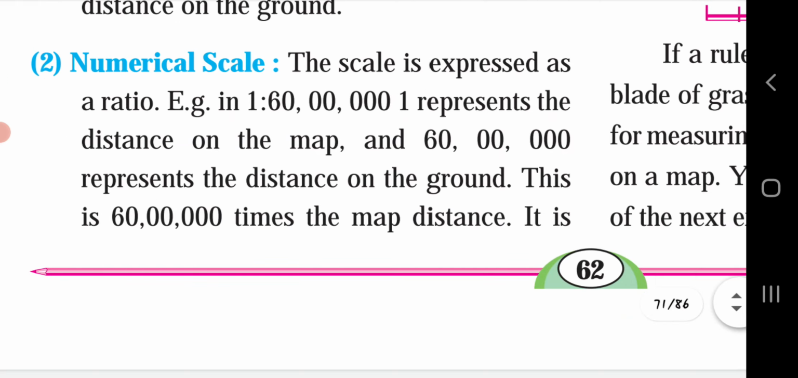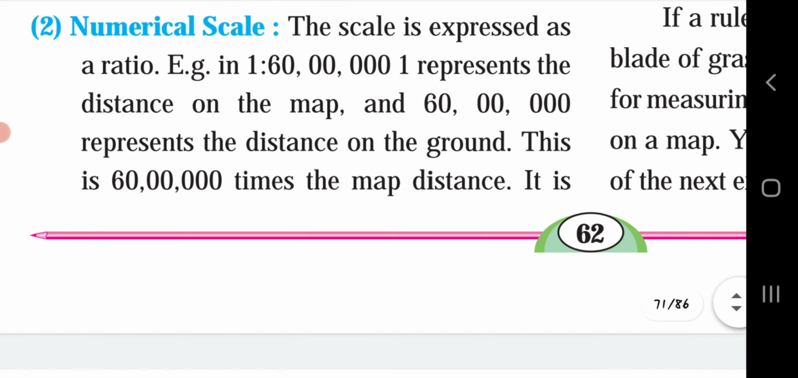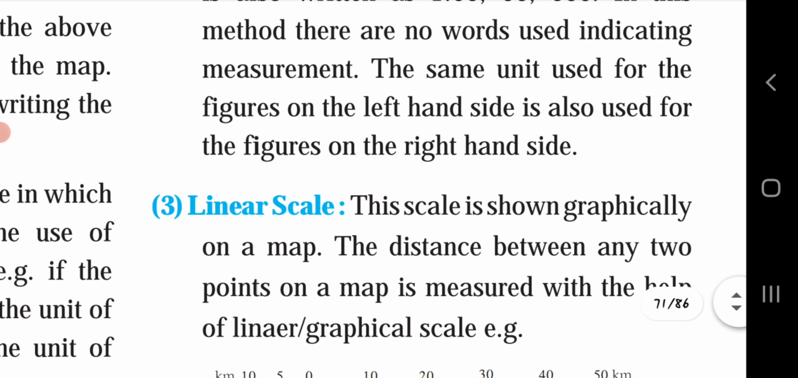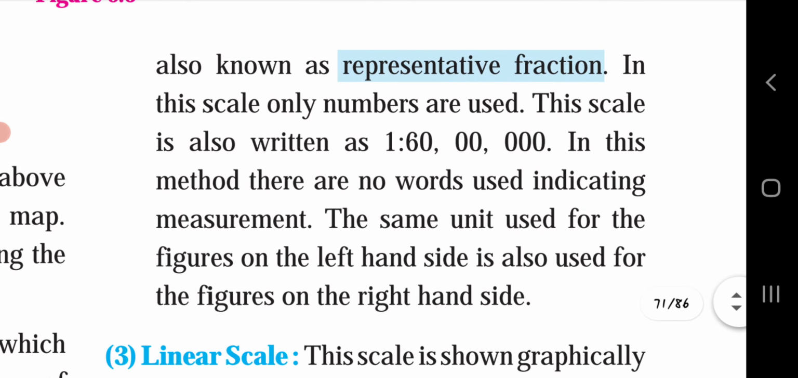Now what is numerical scale? The scale is expressed as a ratio. Example, in 1:60 lakhs, 1 represents the distance on the map and 60 lakhs represents the distance on the ground. This is 60 lakhs times the map distance. It is also known as a representative fraction. In the scale, only numbers are used. The scale is also written as 1:60 lakhs.